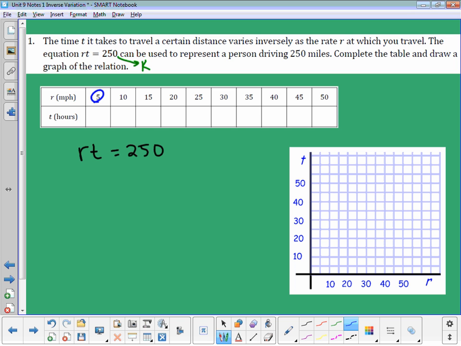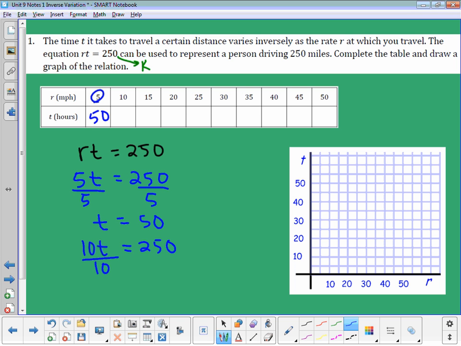I'm going to start with 5. I have 5 times t is equal to 250, and if I solve for t, I get t is equal to 50. I can keep going and do that for 10. 10 times t is equal to 250. Solve for t again, divide by 10, and I get t is equal to 25. I want you to pause the video at this time and see if you can fill in the rest of those table values.